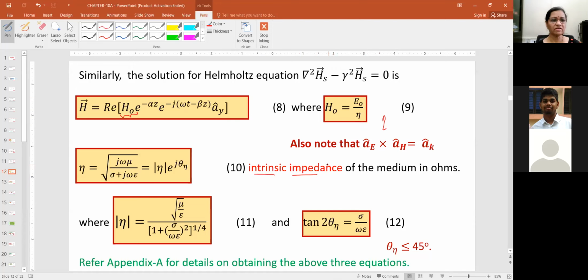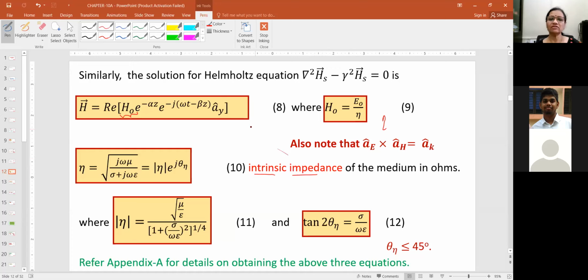You know what impedance is, right? Its unit is ohm. This is called intrinsic impedance because impedance is resistance, and this is an intrinsic property of the medium which talks about the resistance of the medium to the wave. That's why it's called the intrinsic impedance.